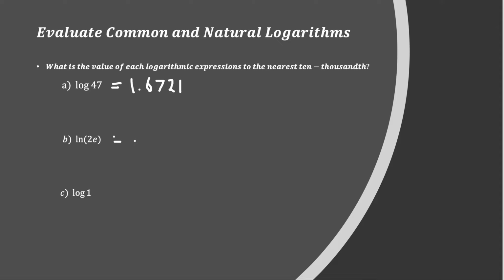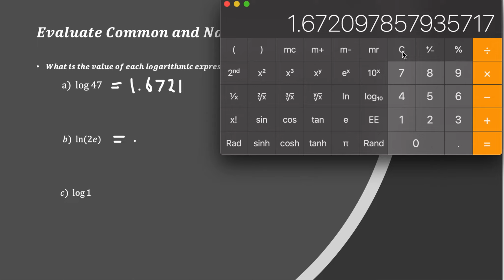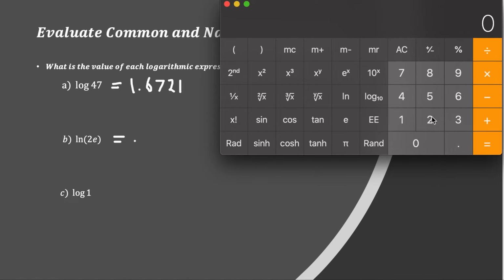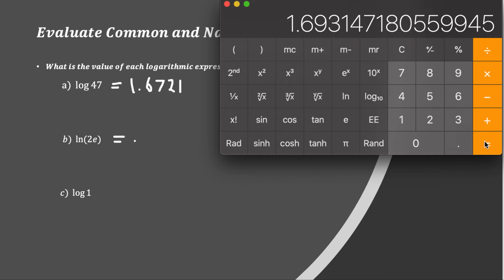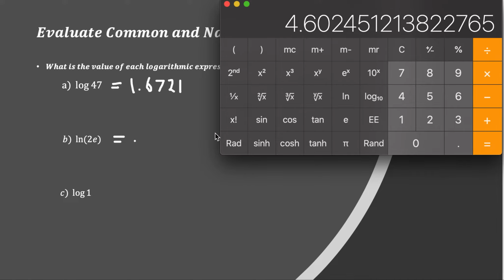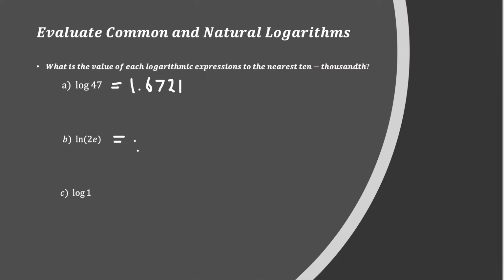And now we have to find ln 2e. This ln 2e is a natural log. And to find it in a calculator, we go this way. First of all, 2 times e, and we get the value, and we go into ln, and we get 1.6931. So we get 4 numbers after the decimal point. So it means to the nearest 10,000ths.